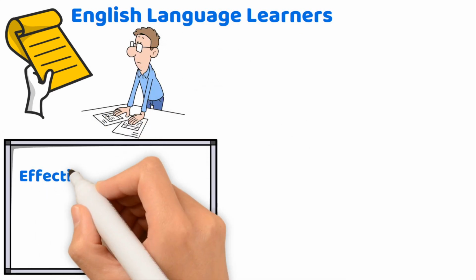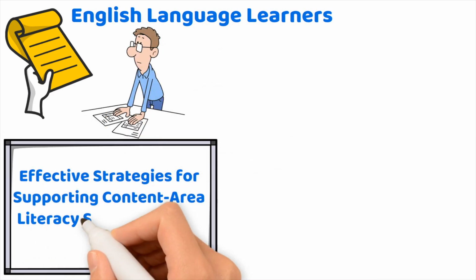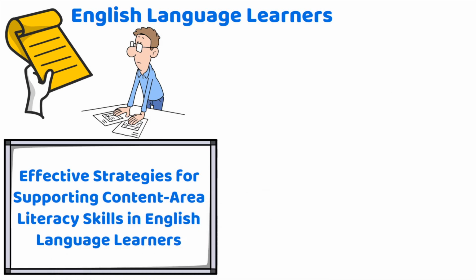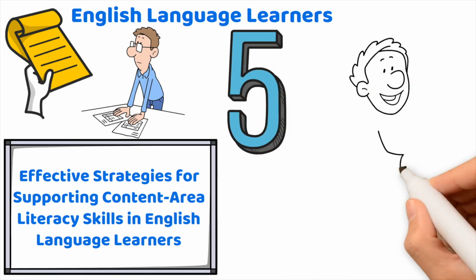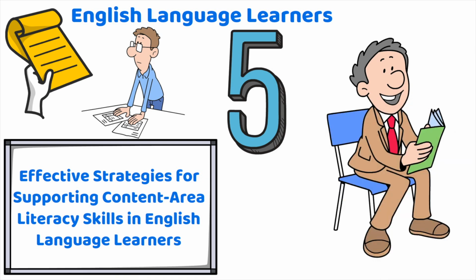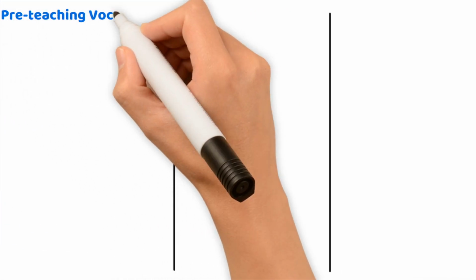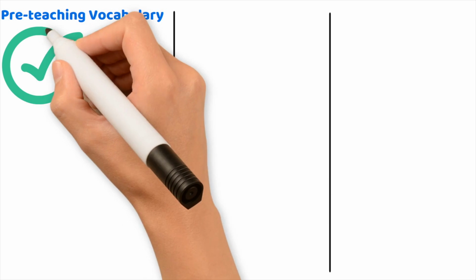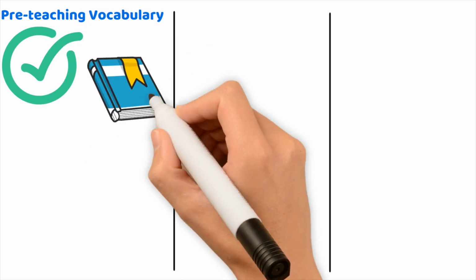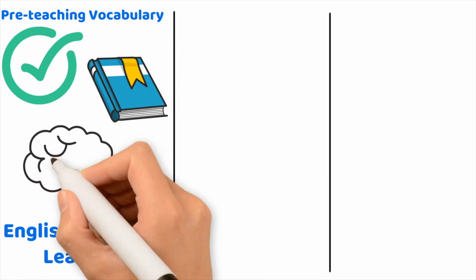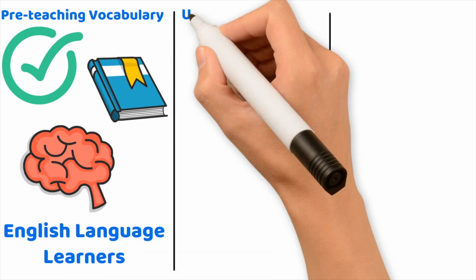A key factor in acing the English language learners' questions on your teacher certification exam will be understanding effective strategies for supporting content area literacy skills in English language learners. There are 5 steps that you need to be aware of for test day, and they include 1. Pre-teaching vocabulary to identify and teach key vocabulary before introducing new content to help English language learners better understand and engage with the material.